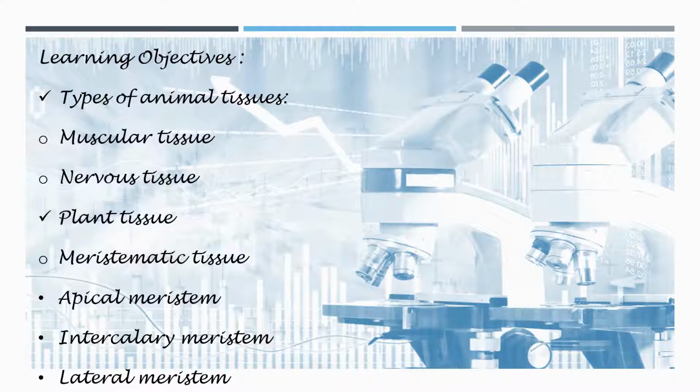Students, before beginning with the module, let us see what the learning objectives are. In this module, you will be learning about the remaining types of animal tissues, that is, muscular tissue and nervous tissue. Then you will understand plant tissue, and under plant tissue, meristematic tissue and the different types of meristem, that is apical meristem, intercalary meristem and lateral meristem.